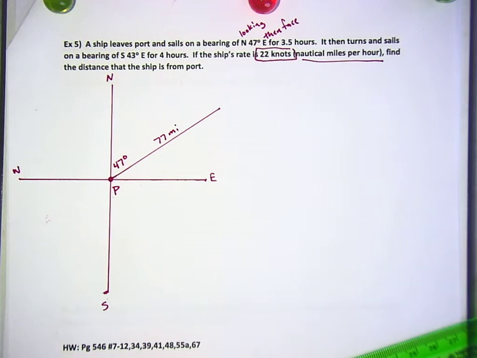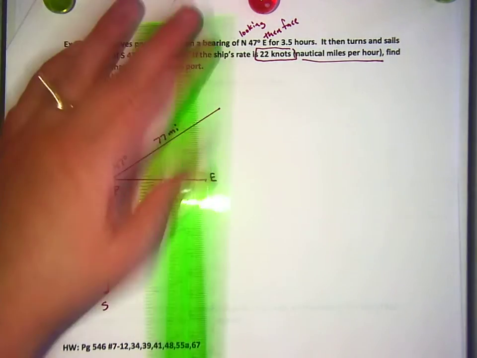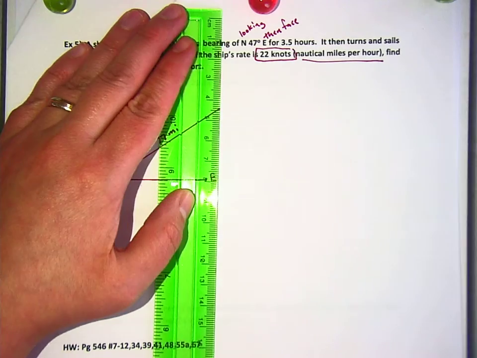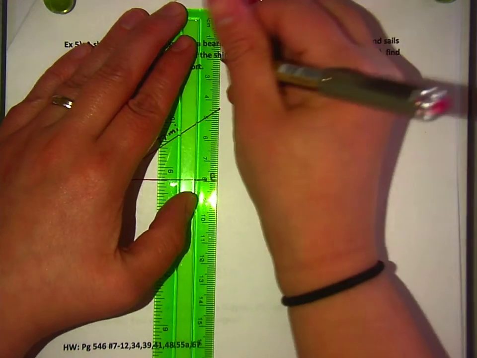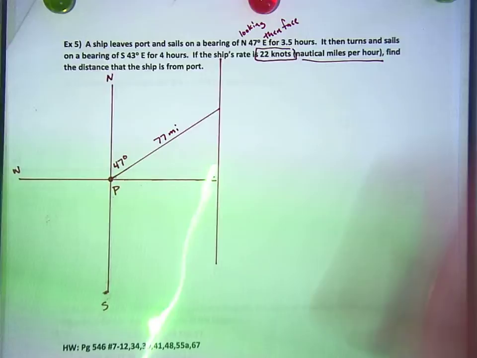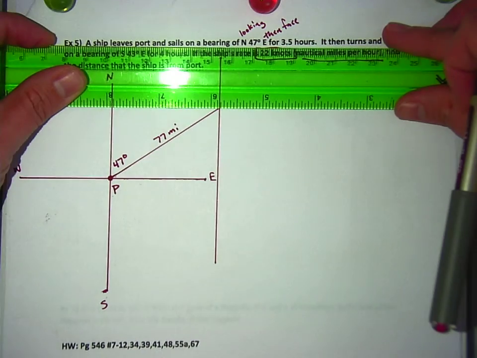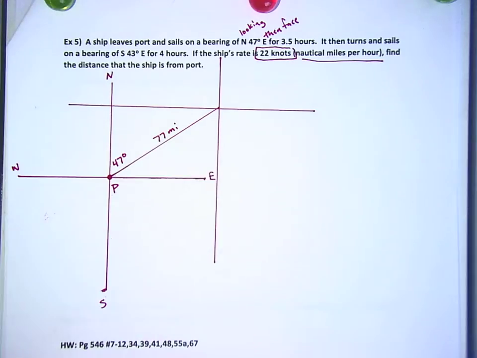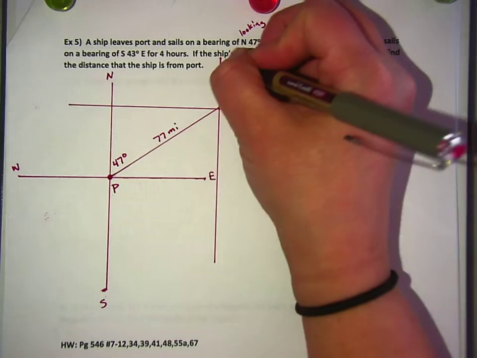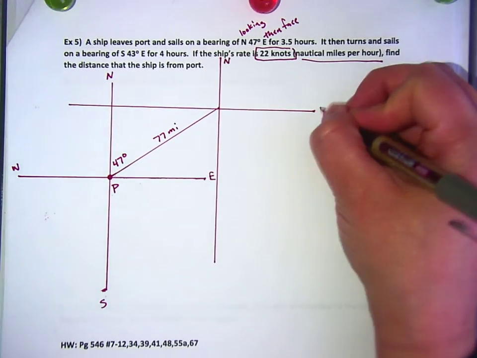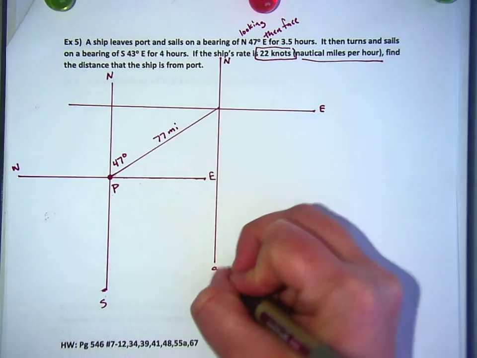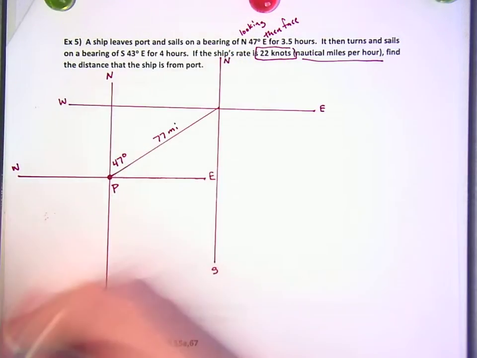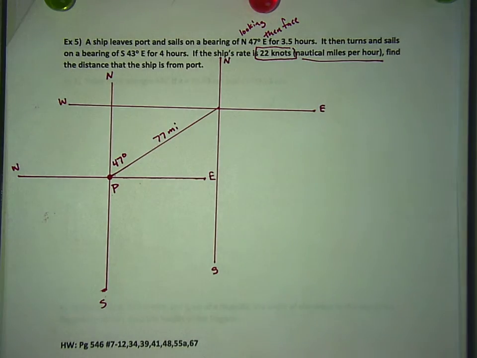And then it turns and it sails on a new bearing. All right, so since it's starting on a new bearing, I'm going to make another one of those north, south, east, west things. But I'm going to make it on my new spot where it turns around. This is kind of like, do you remember when you were in geometry and you would do those fun things where you'd find all the angles and a bunch of lines and transversals and stuff like that?